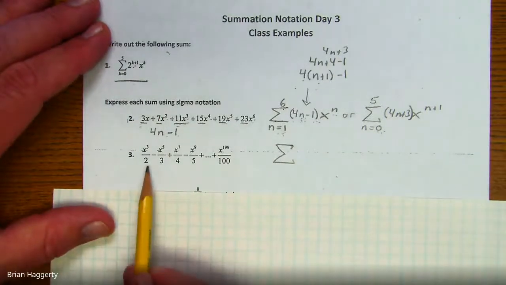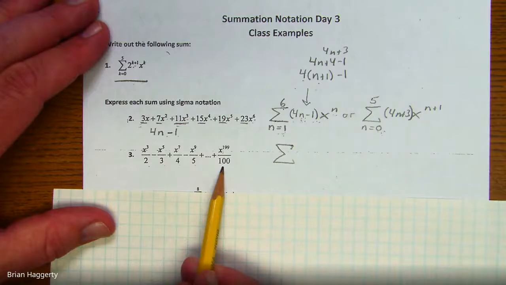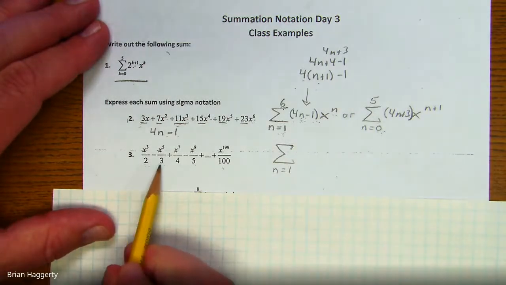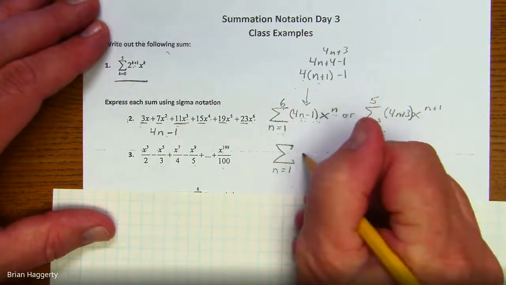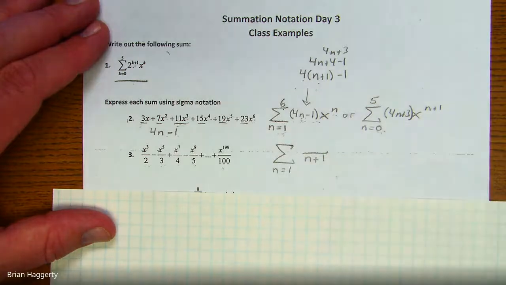The bottom of the fraction: 2, 3, 4, 5, all the way up to 100. If we begin our counting with 1, that means the bottom of the fraction is 1 more than the number of the term. So we can make the bottom n plus 1.